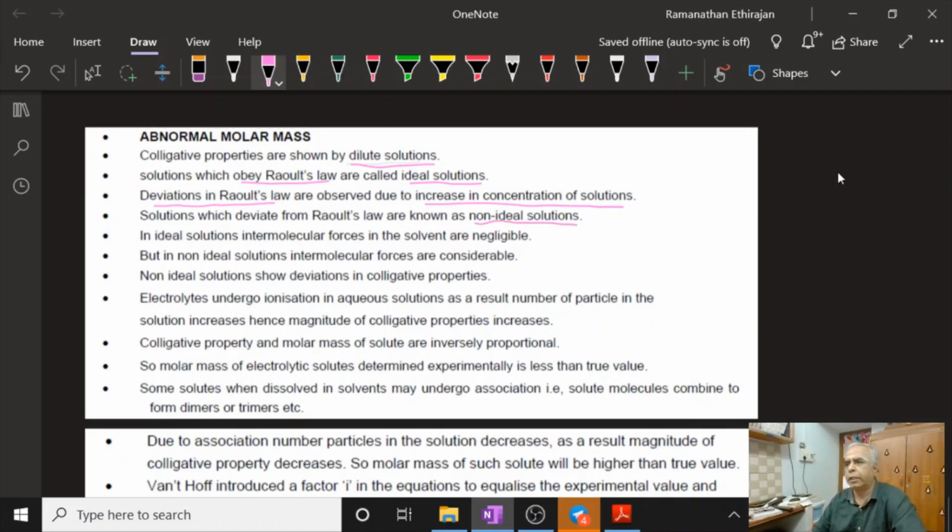non-ideal solutions. So in the case of ideal solutions, there is intermolecular force, but in spite of that, these are negligible. In ideal solutions, intermolecular forces in the solvent are negligible, like in the case of ideal gas and real gas. Then, in non-ideal solutions, these intermolecular forces are considerable. So there is some intermolecular force of attraction, and that is responsible for the dimerization.